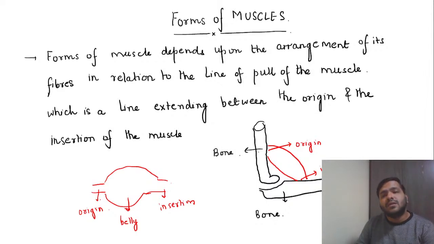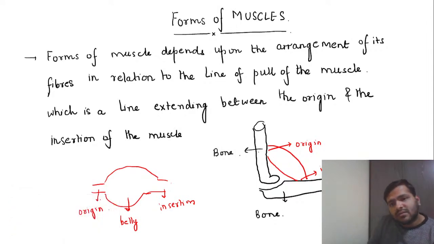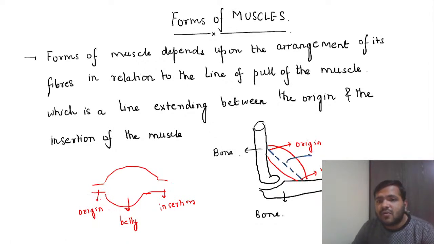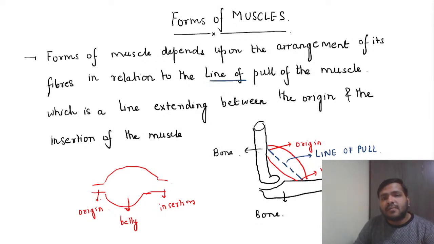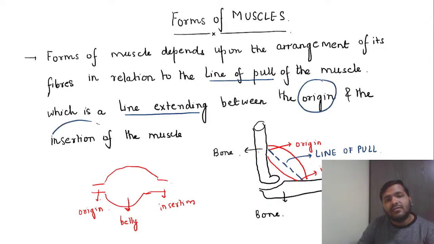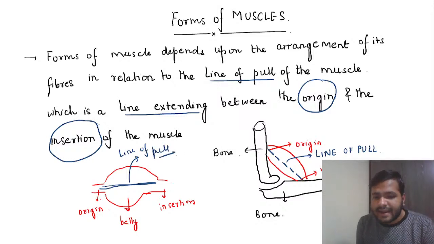Now, guys, between the origin and the insertion there is something extending between them. This is called the line of pull. The line of pull of the muscle is a line that is extending between the origin and the insertion of the muscle. So it is called the line of pull.